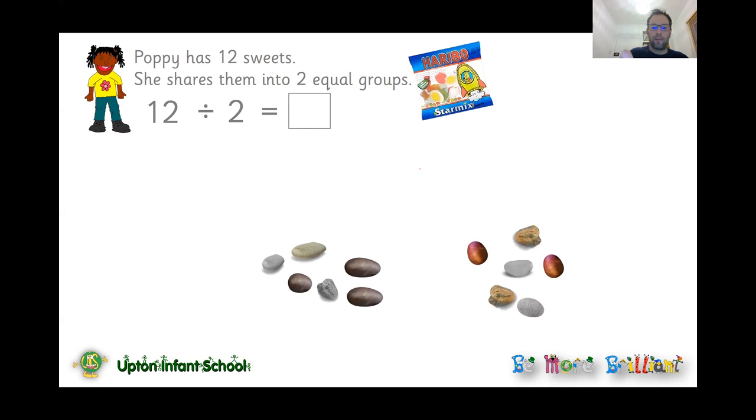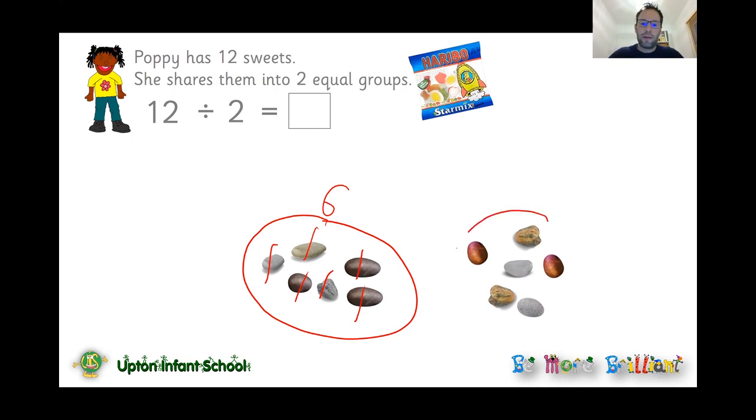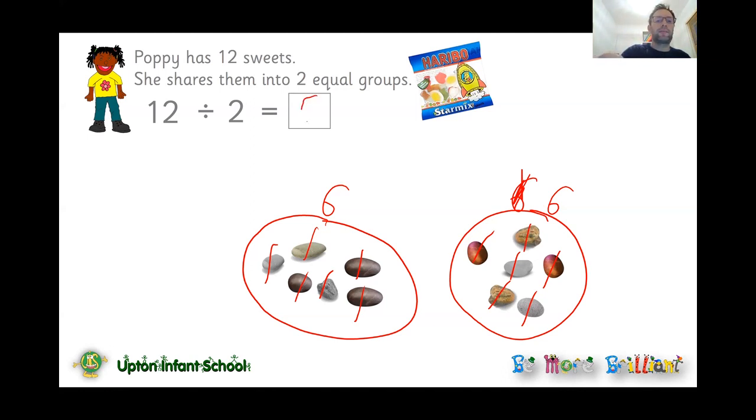Okay, let's check what we've got. I'm going to circle this group first of all, and I'm going to count how many pebbles I've got there. 1, 2, 3, 4, 5, 6. Let me check my next group. There we go. 1, 2, 3, 4, 5, 6. We've got 2 equal groups because they have both got 6 in. We've got 6 pebbles in that first group and 6 in the second. So the answer to 12 divided by 2 is 6.